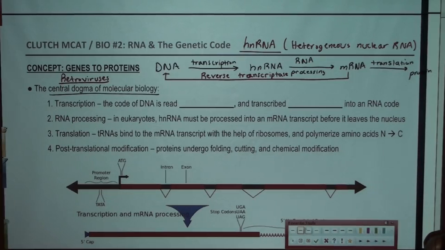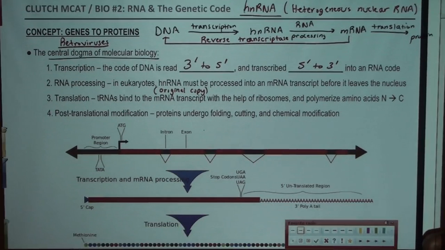All right, so transcription. Now remember, in transcription, we read the DNA strand in the 3' to 5' direction, but we transcribe in the 5' to 3' direction. Remember, it's all anti-parallel. Then RNA processing in eukaryotes: hnRNA, which is made first, is the original copy. It's processed into an mRNA transcript before it leaves the nucleus.